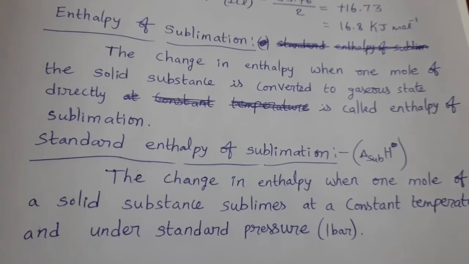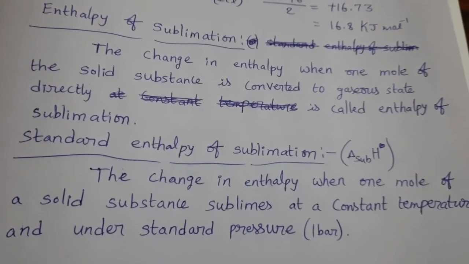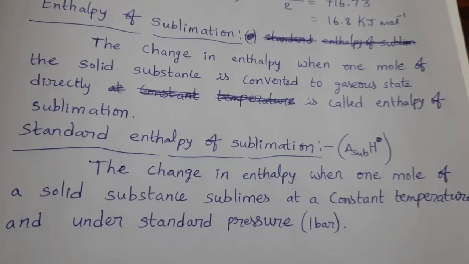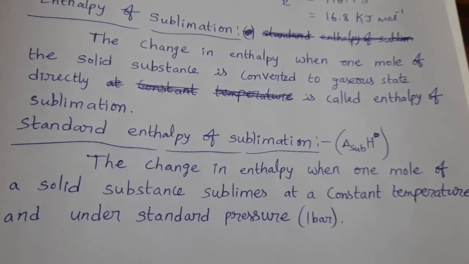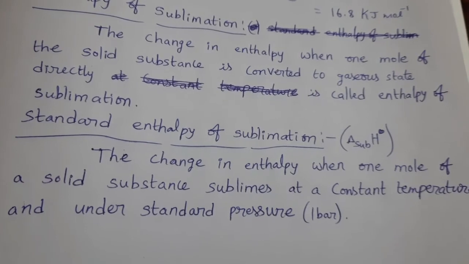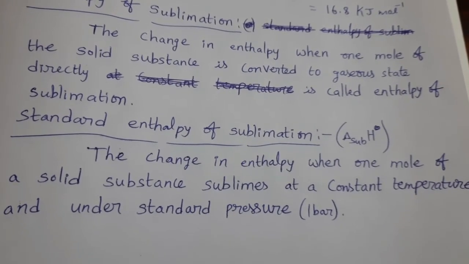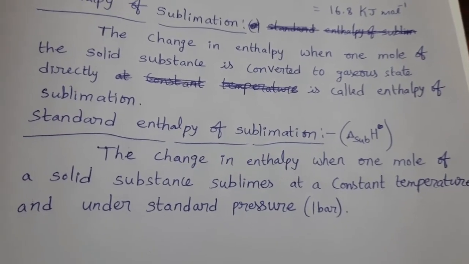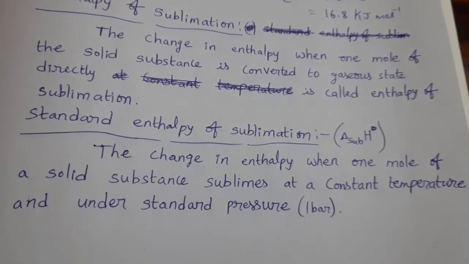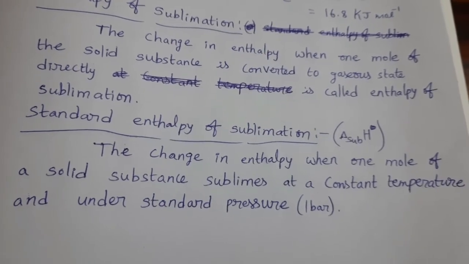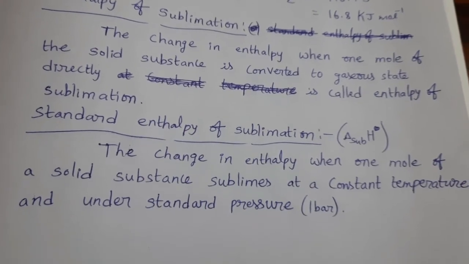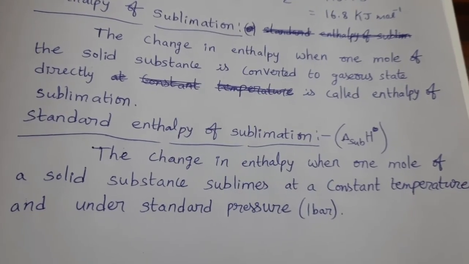Next, standard enthalpy of sublimation, delta H naught. The change in enthalpy when 1 mole of a solid substance sublimes at a constant temperature and under standard pressure, that is 1 bar, is called standard enthalpy of sublimation. So 1 mole of the substance at a particular temperature and 1 bar pressure is changed to gaseous state directly. That enthalpy change is called standard enthalpy of sublimation.